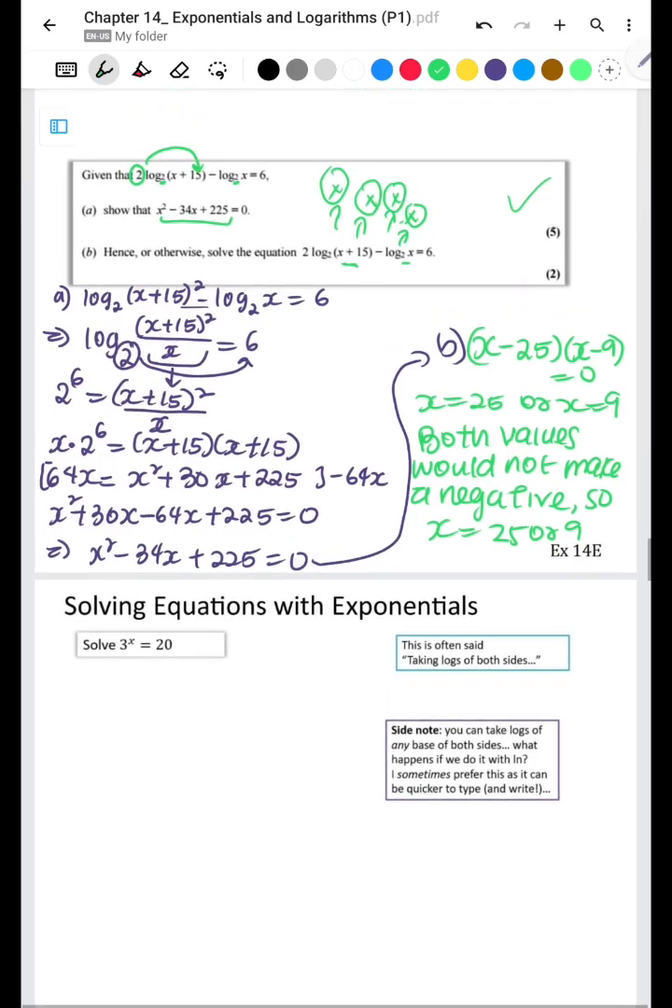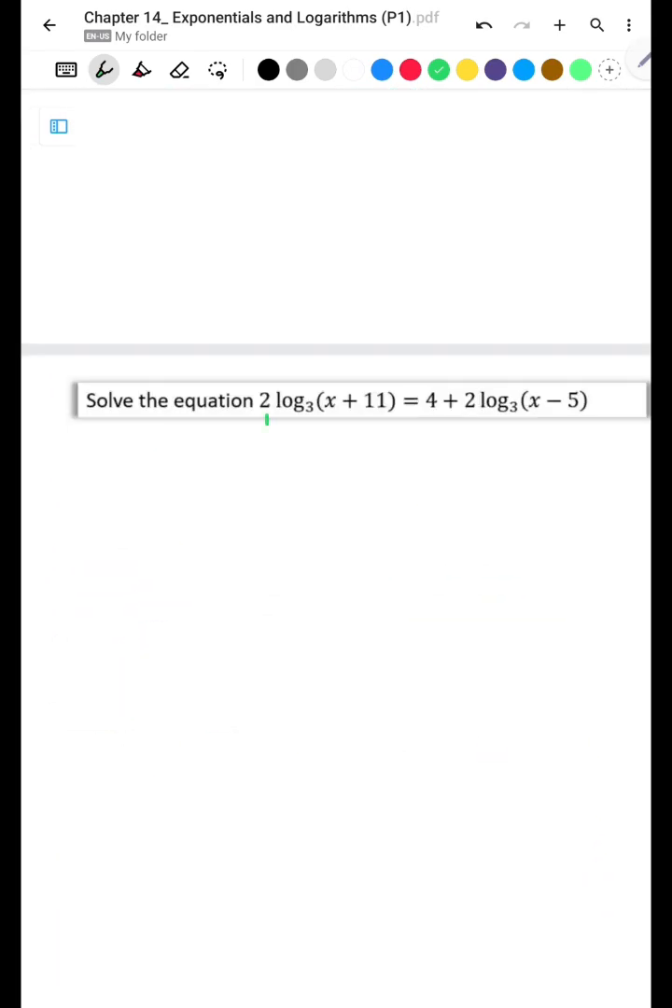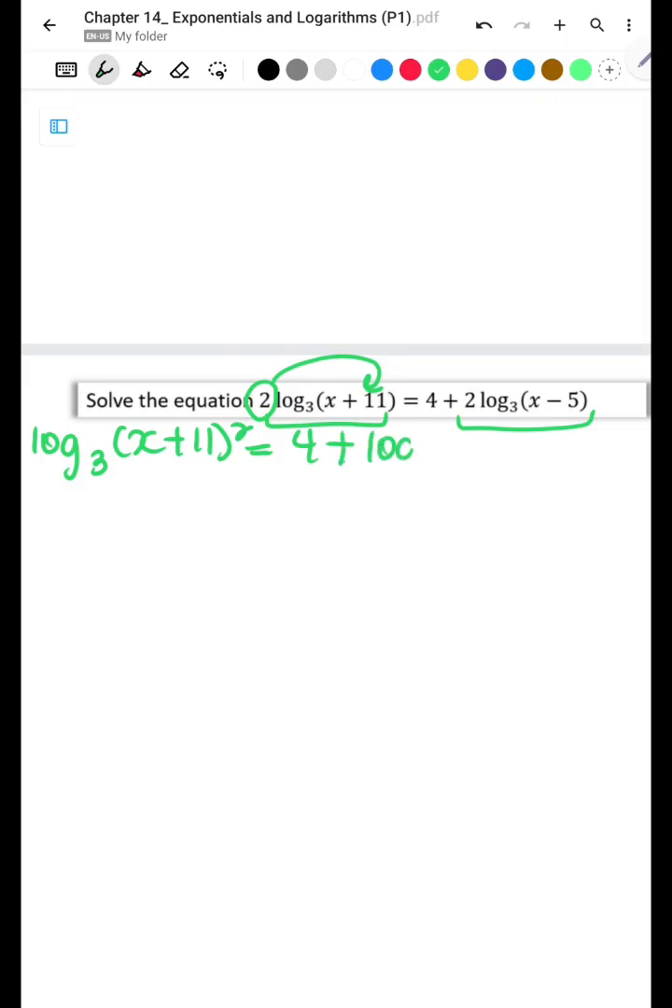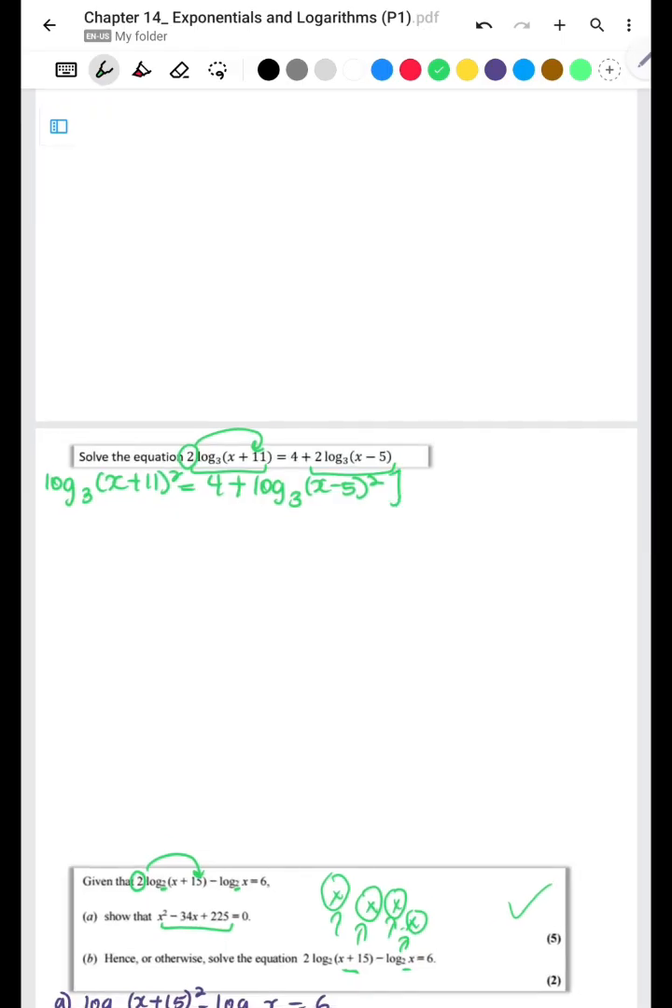Now, before I go into solving equations with exponentials, I would love to do this question. I know when I see something like this, if the value is by its side, I need to bring it back as a power. So I know log base 3 of (x plus 11) squared is equal to 4 plus log base 3 of (x minus 5) squared. Now, I can go on to expanding, but it's easier and more simple without expanding so much. So I can subtract log base 3 of (x minus 5) squared from both sides.